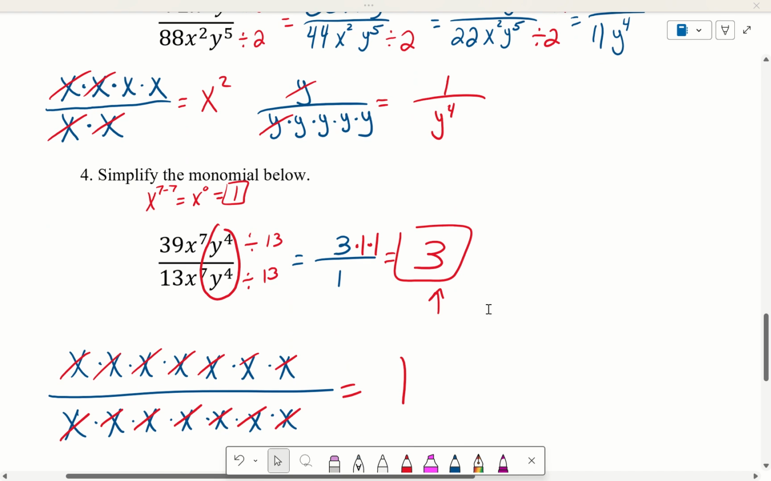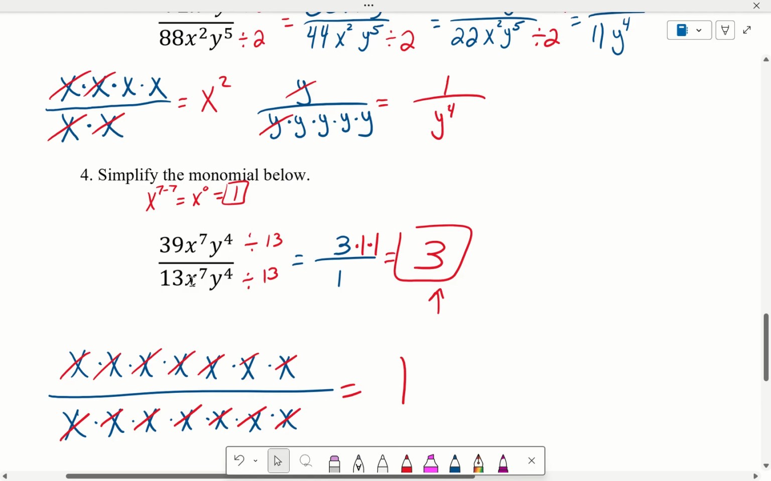Simplify the monomial below. 39 x to the power of 7 y to the power of 4 over 13 x to the 7th y to the 4th. 39 and 13, we can divide these both by 13. 39 divided by 13, and we get 3. 13 divided by 13, and we get 1.